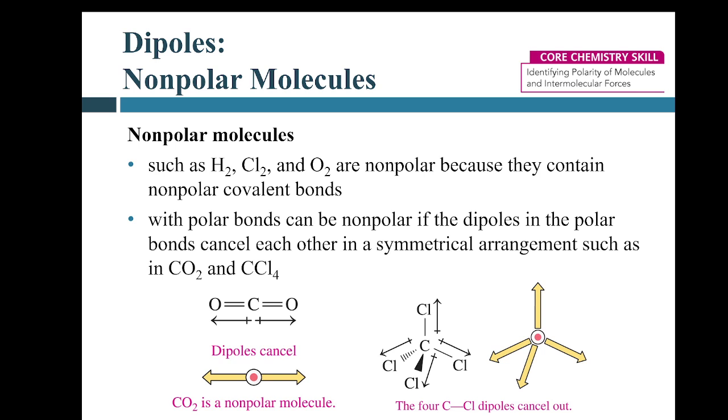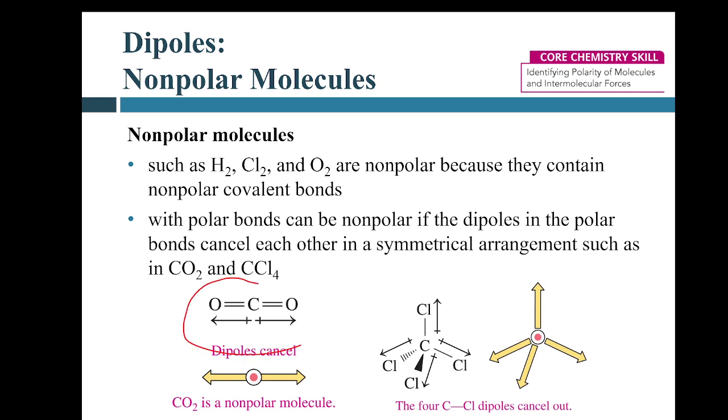So if we have polar bonds, does that mean the molecule is going to be polar? If we have all nonpolar bonds, can the molecule ever be polar? No. The molecule is always nonpolar if all the bonds are nonpolar. But if we have polar bonds, they can actually cancel each other out and give you no overall dipole, giving you a nonpolar molecule, a molecule without poles.